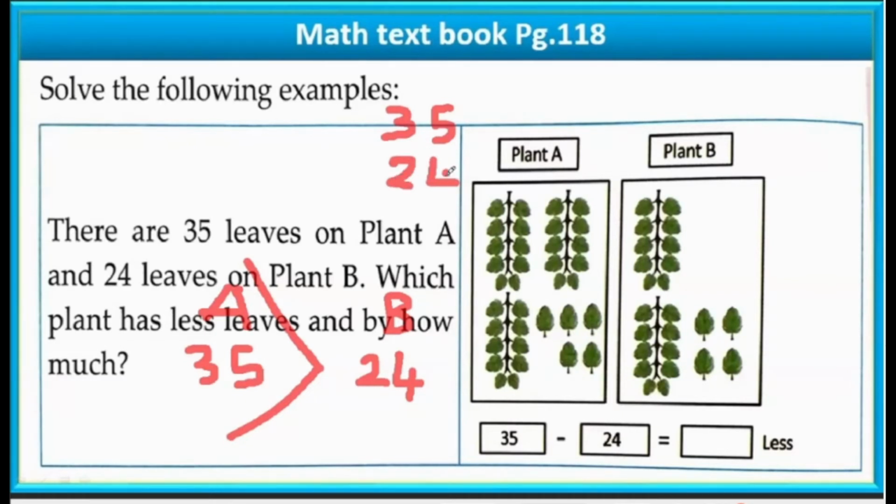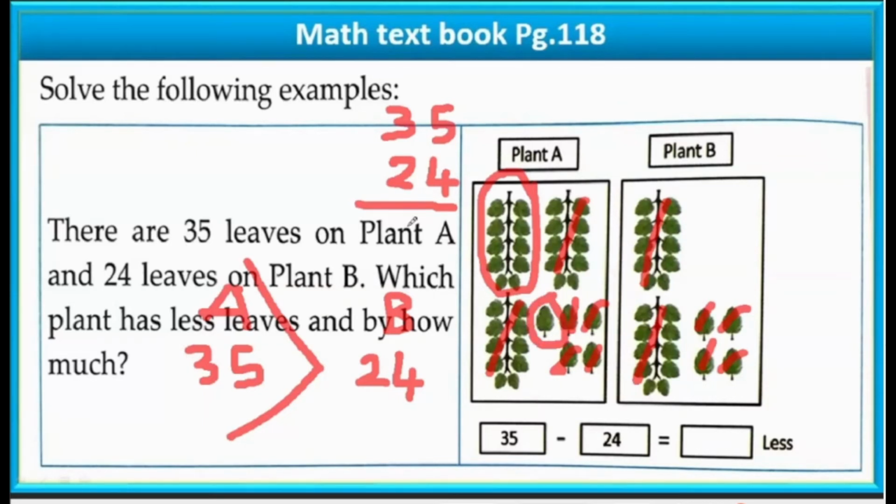Because plant B has 24 leaves, plant A has more. So we are going to take off 24 leaves from plant A also. For 24 leaves, 4 separate leaves we will take and 2 bundles. 2 bundles, that makes 20. So 20 and 4 separate leaves we will take and we will find out the answer.